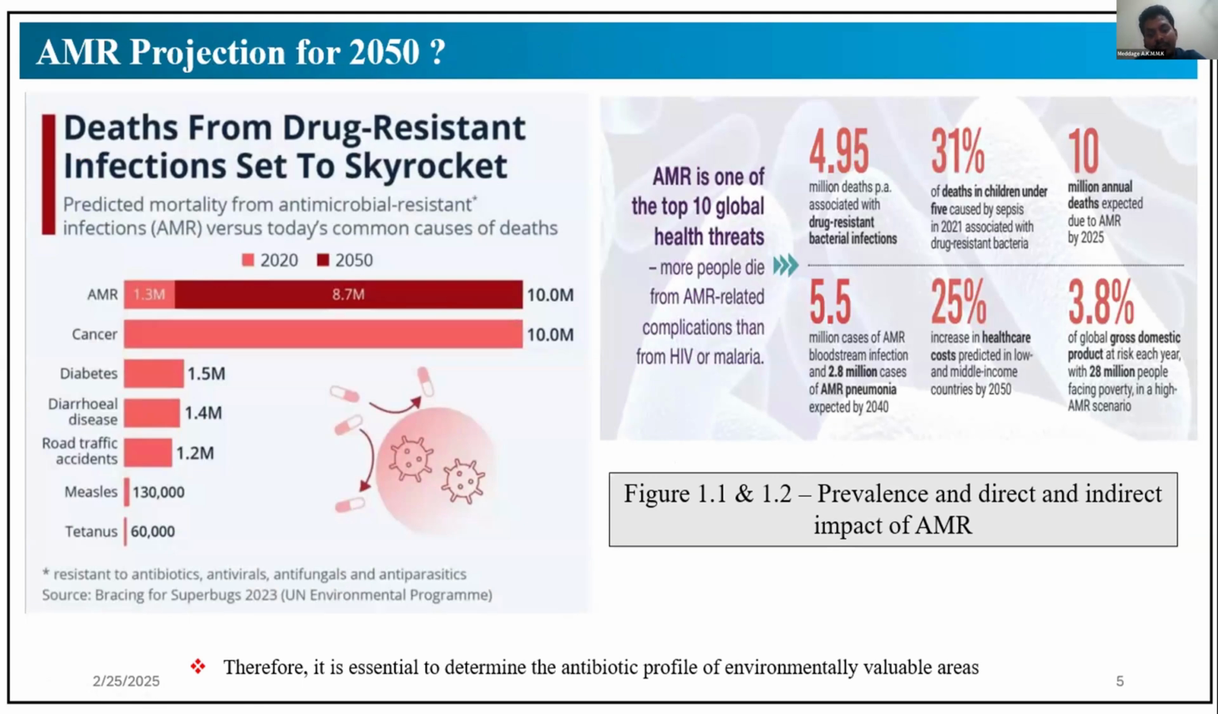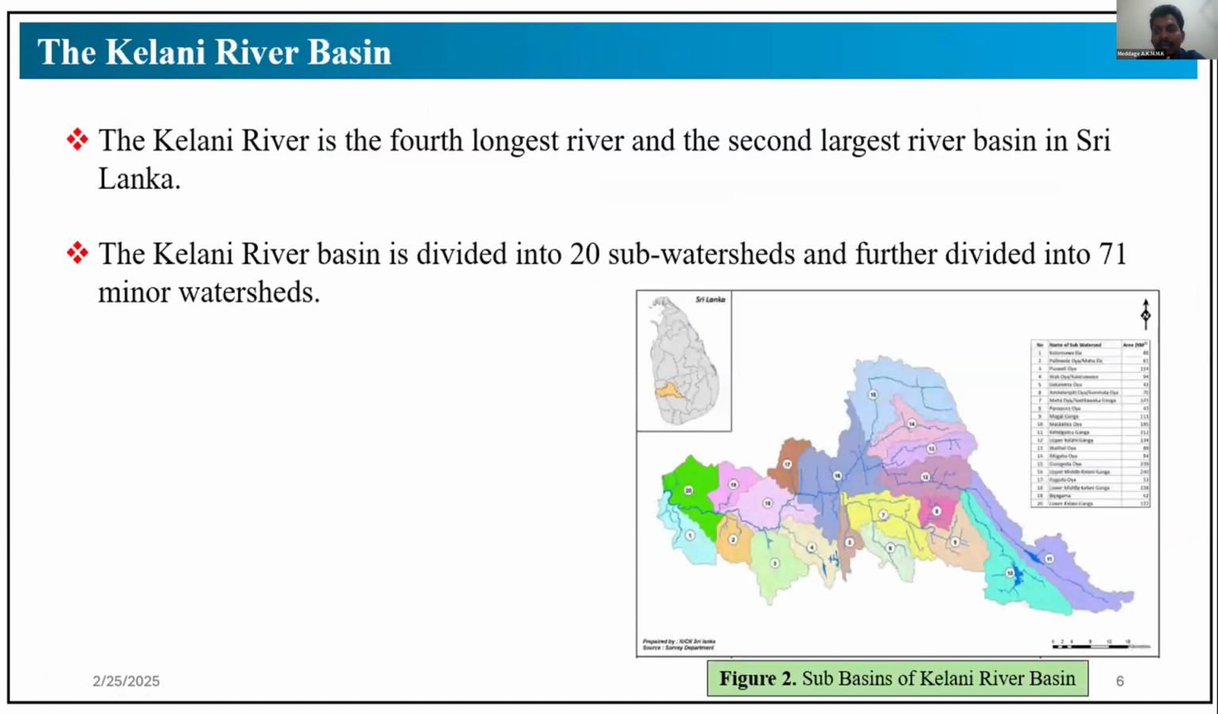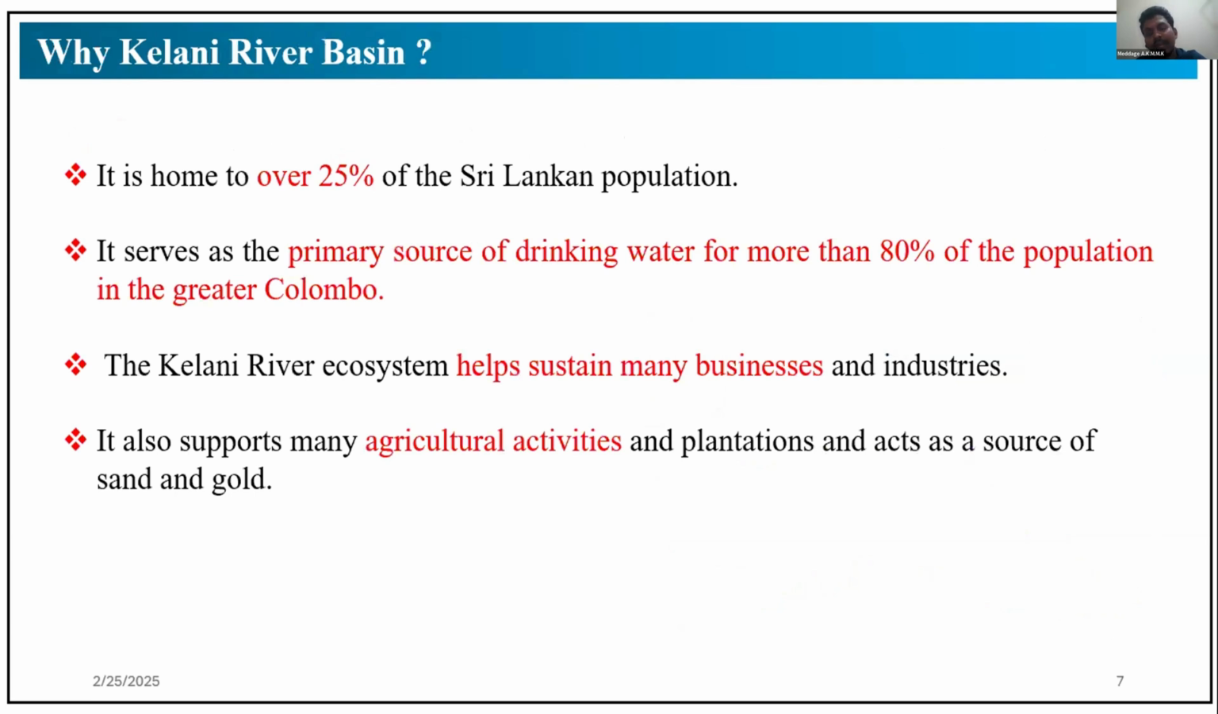Therefore, it is essential to determine the antibiotic profile of environmentally valuable areas. So in the Sri Lankan context, we have selected the Kelani River Basin as our primary sampling area. The Kelani Basin is the second largest river basin in Sri Lanka, making a significant contribution to the drinking water requirement, especially in the Greater Colombo area. So why specifically the Kelani Basin?